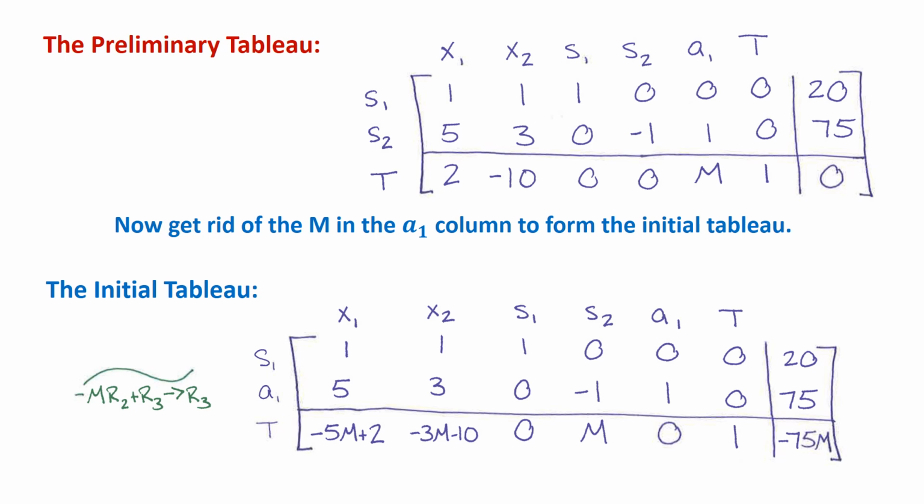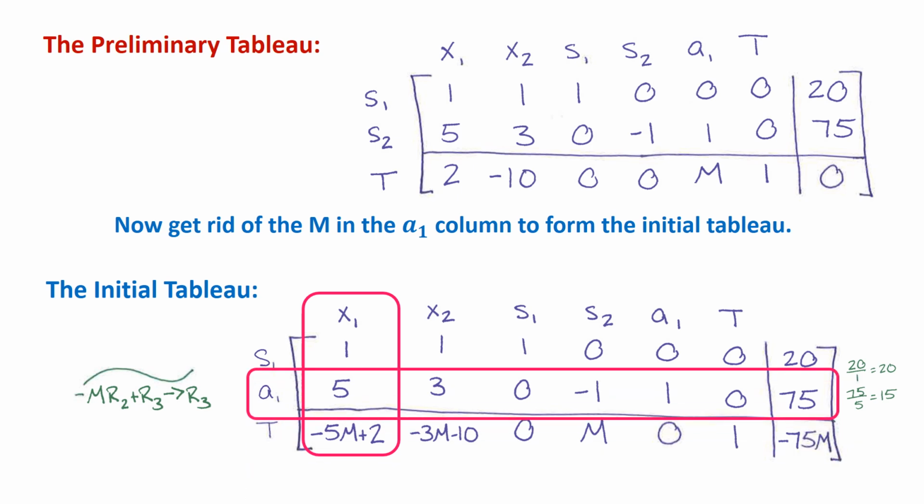So now I'm ready to begin the simplex method by choosing the most negative value in the bottom row to the left of the objective column. So that's going to be negative 5m plus 2. So x1 is the entering variable. Because everything in the pivot column above the last row is positive, I compare the quotients to choose the pivot row. So 20 over 1 is 20, 75 over 5 is 15, so I know that row 2 is the pivot row.